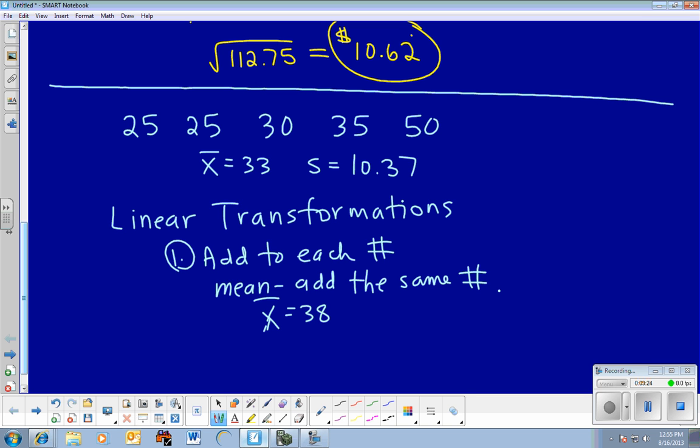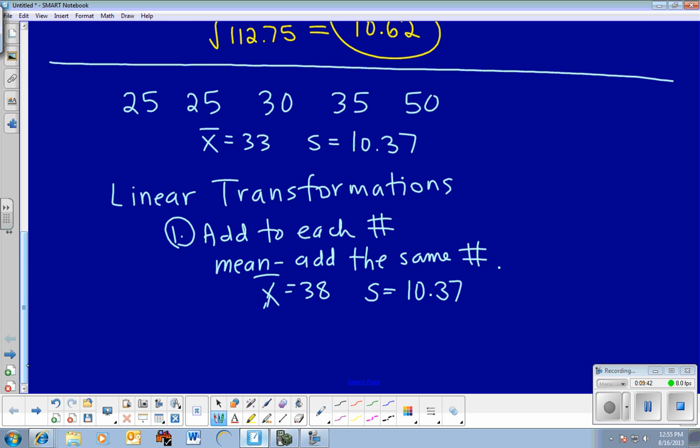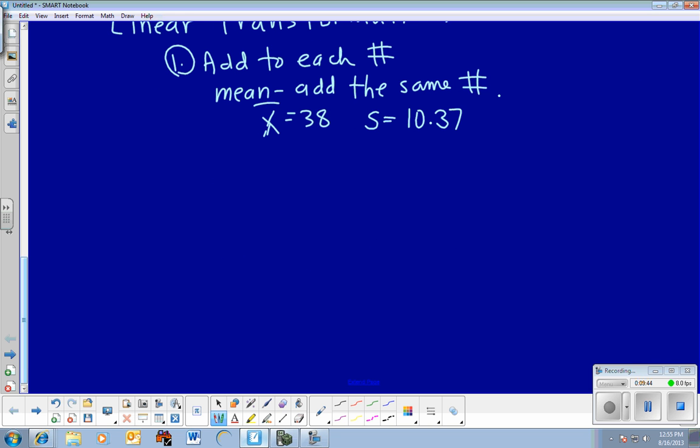Standard deviation, what do you think is going to happen to that? All right, you can pause and think about it for a minute if you want, or I can just tell you. The standard deviation is not going to change. Okay, we are not changing how spread out my prices are relative to each other. We're just changing where they are on the number line, basically.